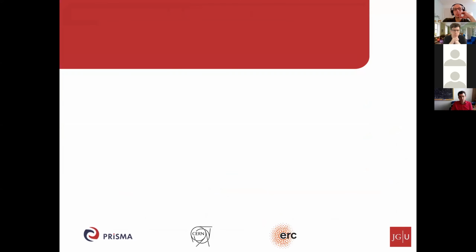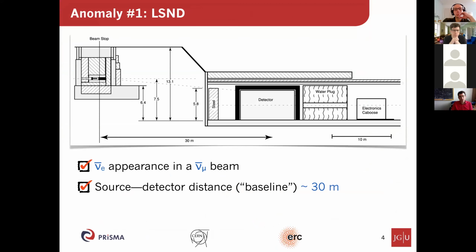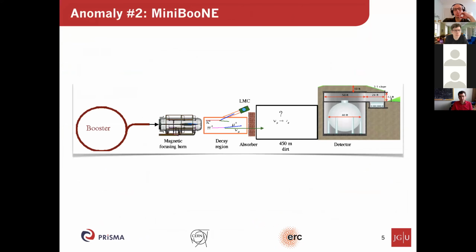So there are a number of experiments that have observed anomalous signals, but in the interest of time, I'm going to focus on one of them here, which is the MiniBooNE experiment.